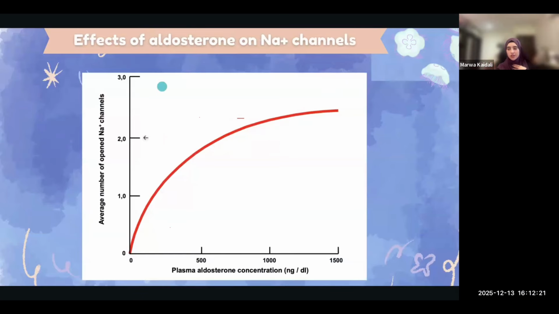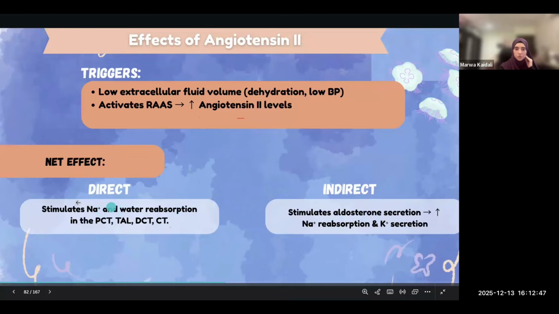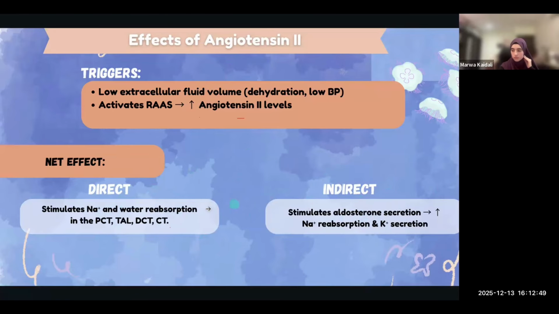Okay, now we have another graph over here, and angiotensin 2. Basically, angiotensin 2 is going to stimulate aldosterone. So you're going to have all the effect of aldosterone, and then you're also going to have even more effect because angiotensin 2 also causes sodium and water reabsorption. Again, I don't want to go too much into detail about this one because you're going to take it in another lecture. But essentially, just know the effects: it's going to cause the aldosterone effect and even more sodium and water reabsorption.